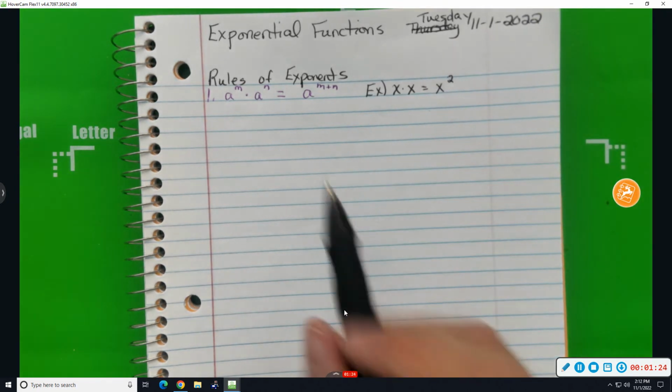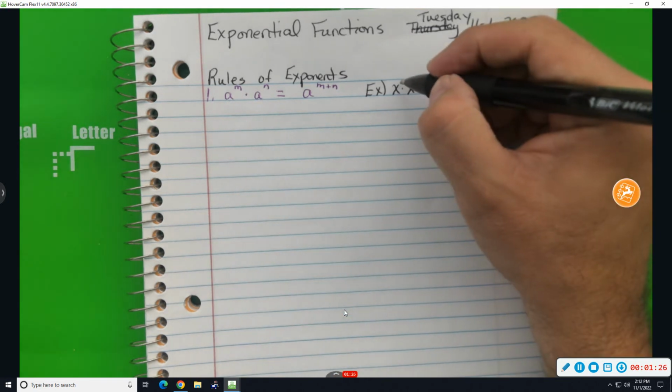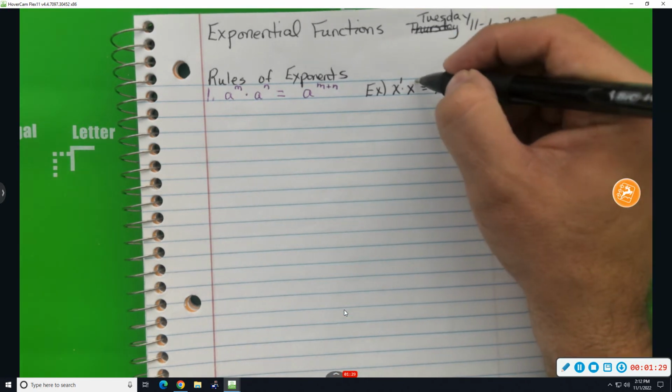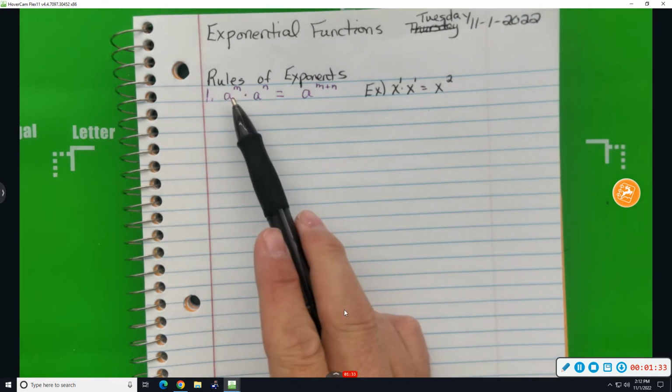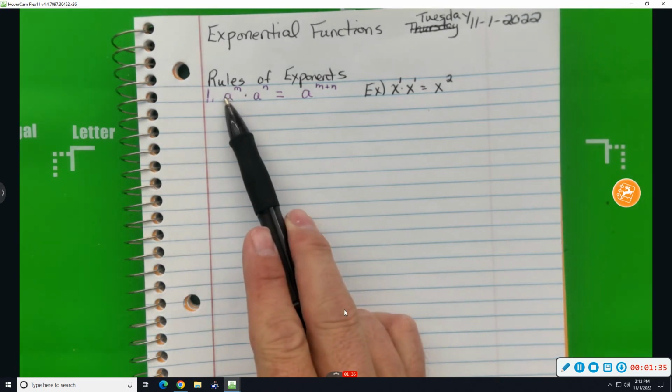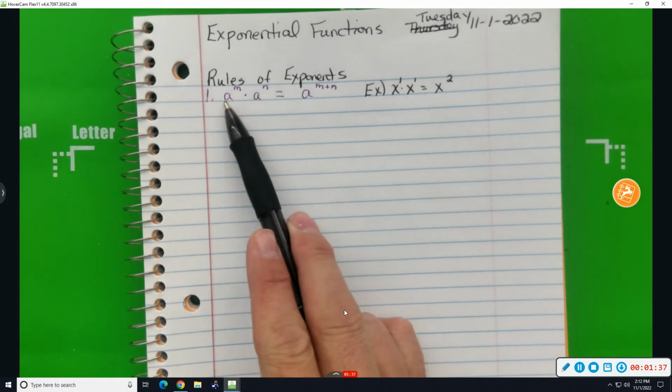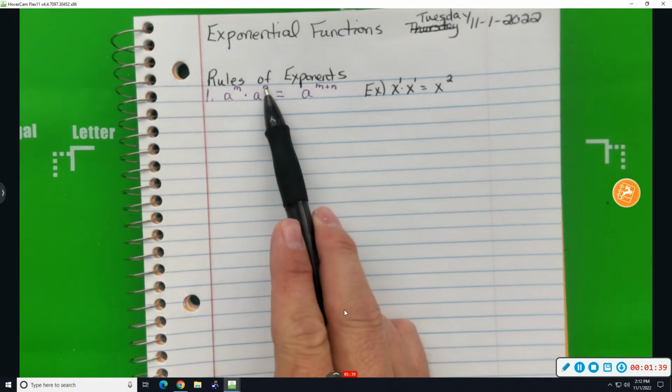And you might think, well, wait a minute, there's no exponent here. Sure there is. X to the first times x to the first. So the first rule says to multiply like bases, you add the exponents.